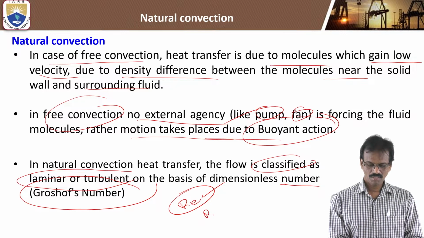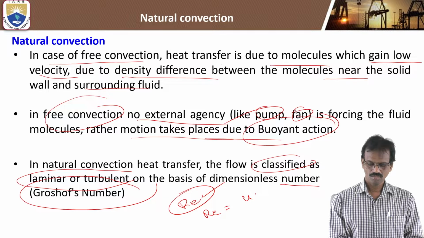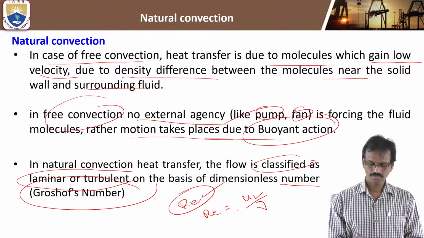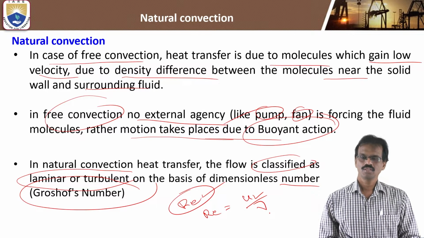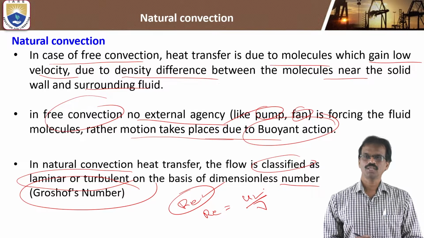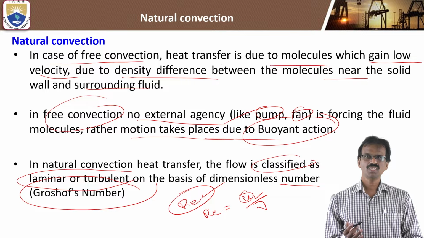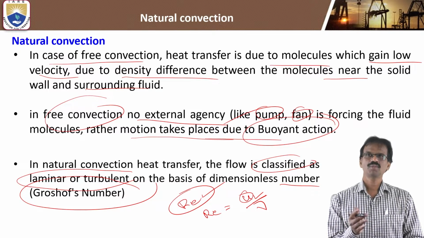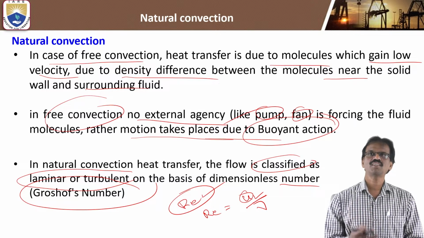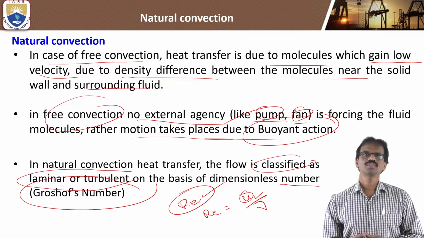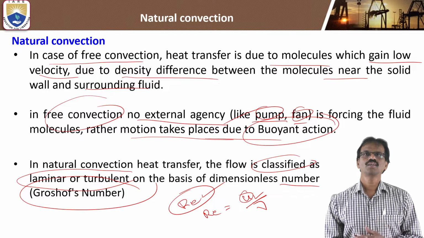The Reynolds number is associated with velocity, UL by nu, the ratio of velocity forces and viscous forces. If the velocity is given, that is related to forced convection, because the velocity of the fluid is produced by external agents like a pipe and fan. If the velocity is given, you can simply consider the flow to be forced convection.